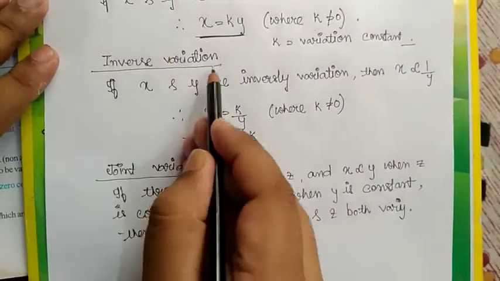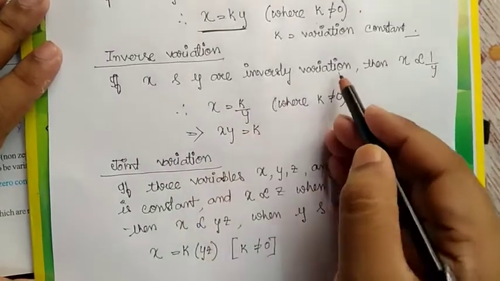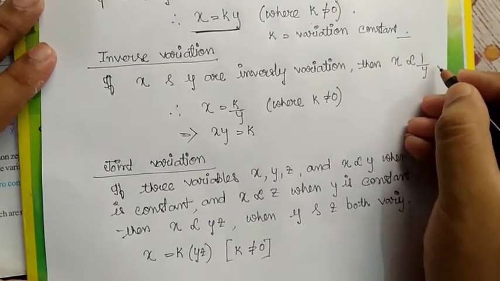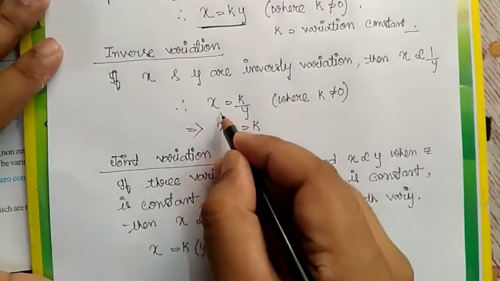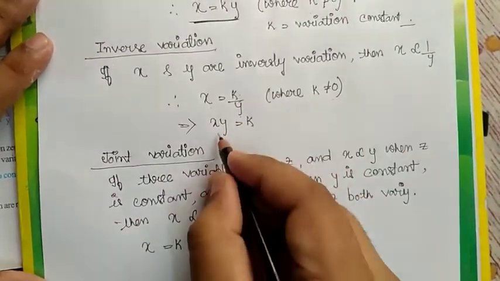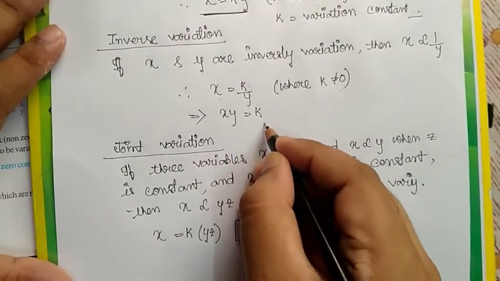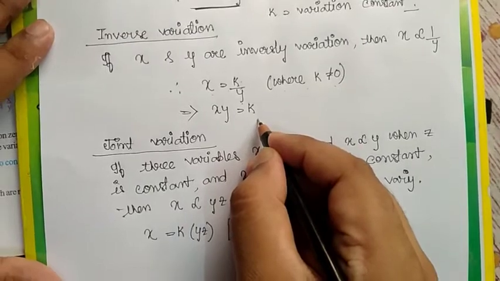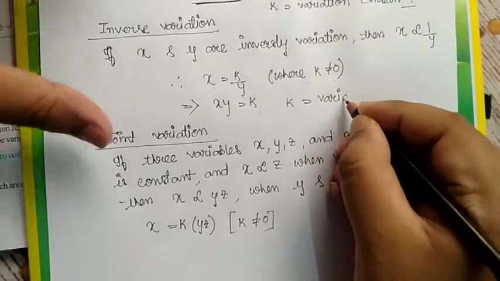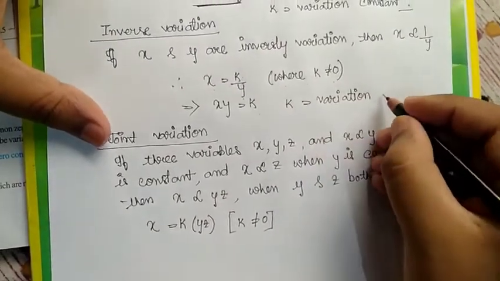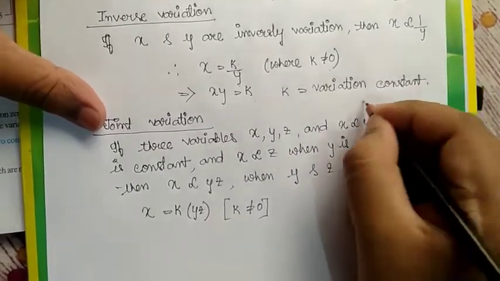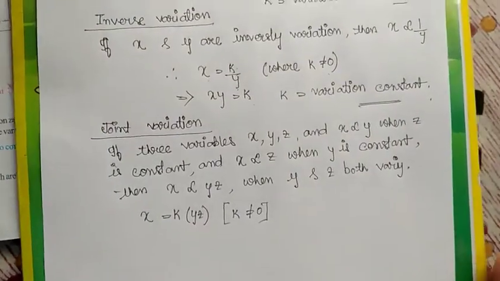And the same for inverse variation: if x and y are in inverse variation, then x varies as 1 by y, and the formula can be written as x equal to k by y, where k is not equal to 0. Therefore xy equal to k. This is the inverse variation, and here too k is denoted as the variation constant. In this chapter, k is always denoted as the variation constant in every sum.